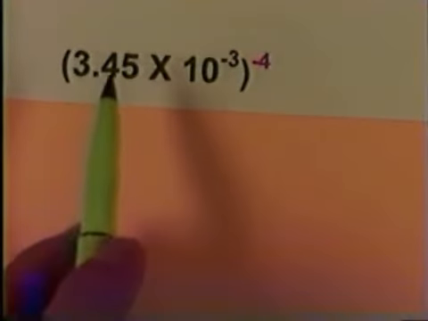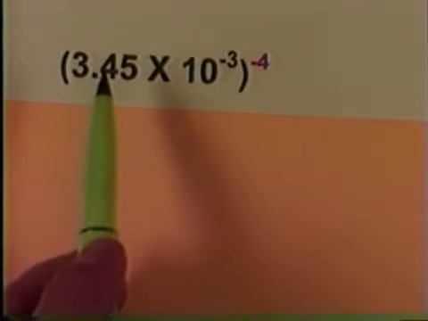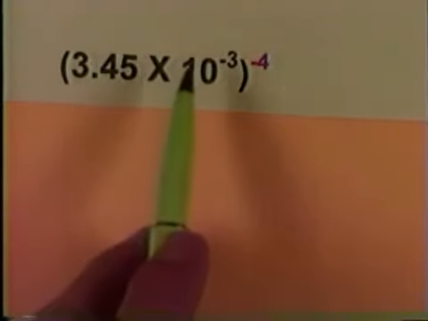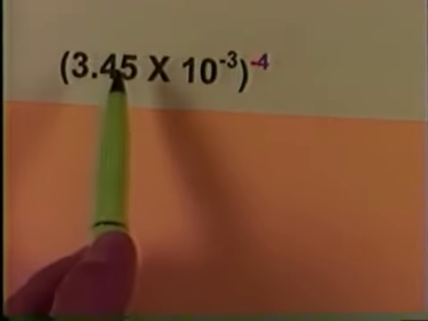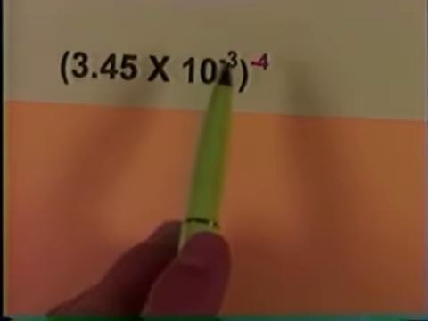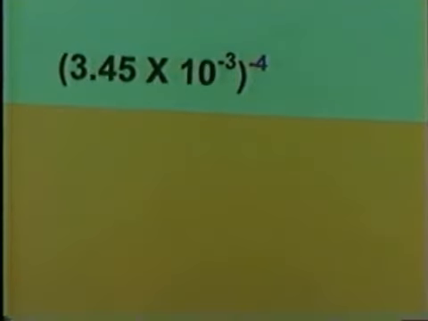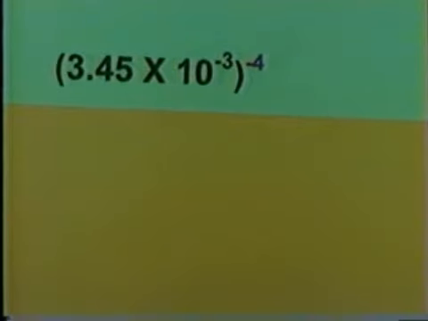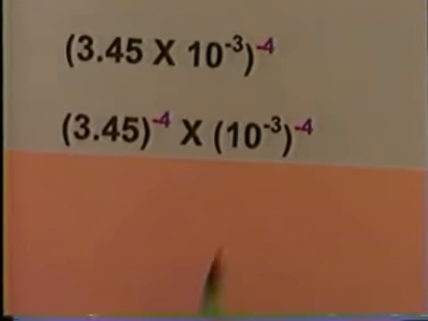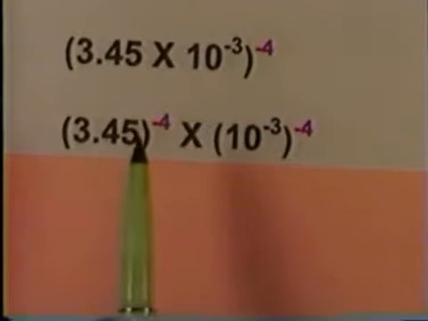Now let's do one in which we're raising a number written in scientific notation to a negative power. We have a product within the parentheses, 3.45 times 10 to the negative 3. We have the exponent, negative 4, outside the parentheses. The exponent outside the parentheses applies to each of the factors inside the parentheses.